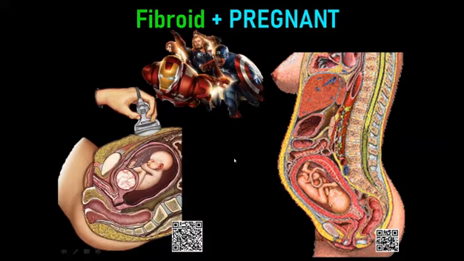Okay, I repeat again. When you have a fibroid in pregnancy, if it's below the baby, it will cause obstruction. If you can see the picture here, the fibroid is between the baby and the neck of the womb. If it's between, then the baby cannot descend, and it will cause obstruction and cannot deliver normally.